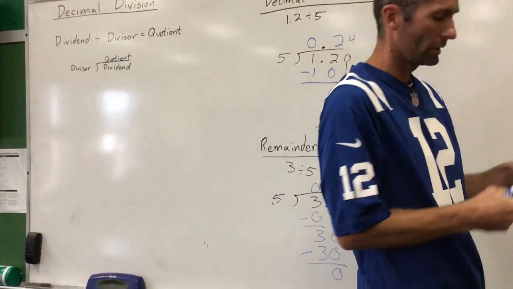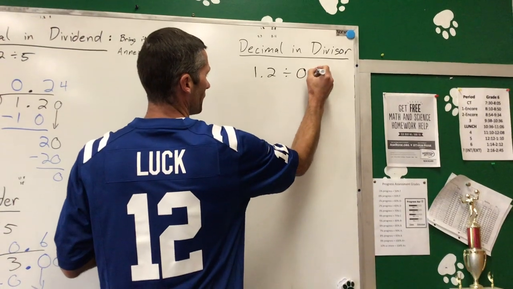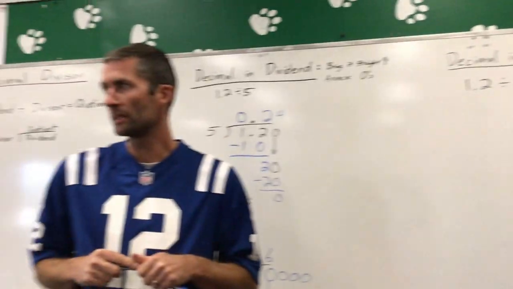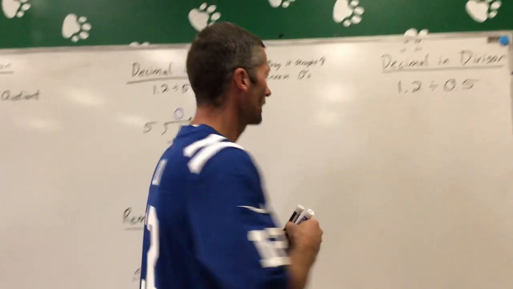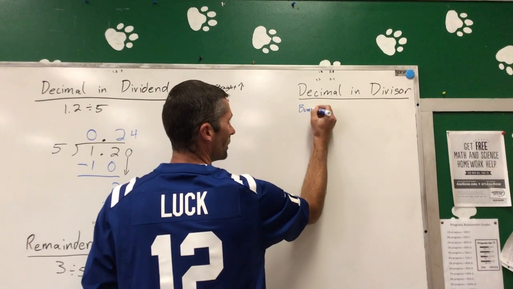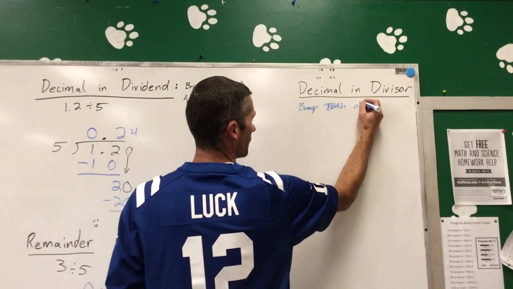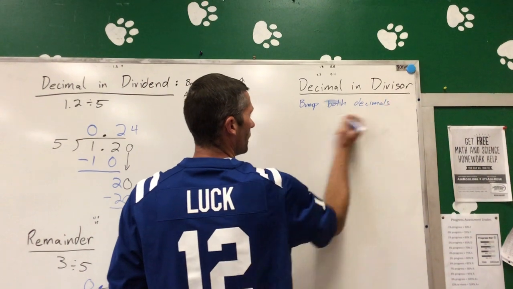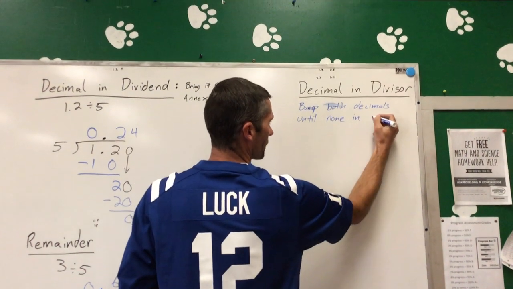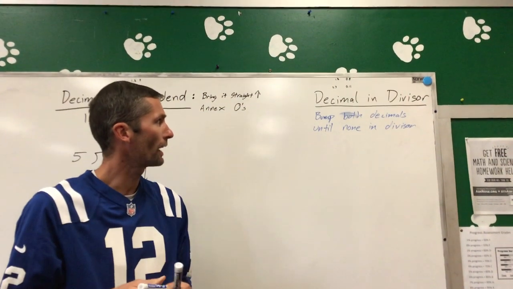Okay, now let's say there's a decimal in our divisor. So let's do 1.2 divided by 0.5. Okay, I cannot have a decimal in my divisor. So I need to get my decimal out of my divisor. The way I like to say it is we are going to bump both decimals until none in divisor. We can always have one in our dividend. We've already talked about that. We're going to bring it straight up. But in the divisor, we need to bump it out.